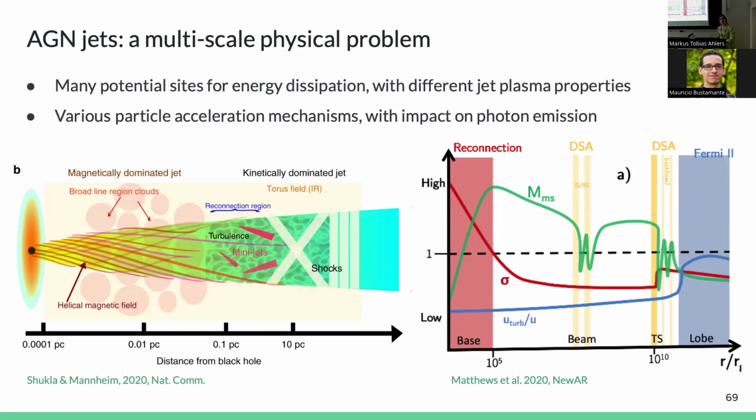Is it shock acceleration? Is it magnetic reconnection? Is it turbulence that accelerates the protons? And it's a multi-scale problem that we currently do not have the full picture of. So what I'm going to tell you about neutrino predictions from AGN jets is going to be a very naive picture because we don't really have the full understanding of the problem. So we are going to consider that somewhere in this multi-scale jet, protons are accelerated and they interact locally with some photon fields to create neutrinos.